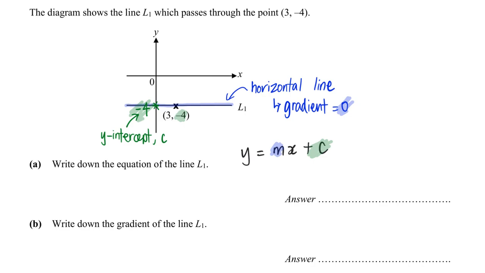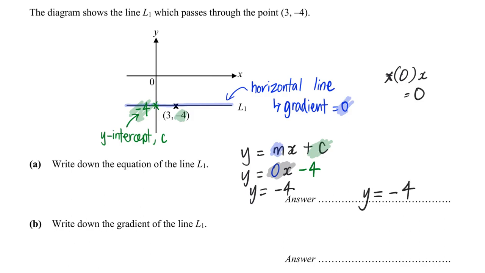So if I were to plonk the values in, I will have y equals to 0 times x. C is negative 4, and anything times 0 equals to 0. Okay, do take note. 0 times x is equals to 0, so we don't need to write that down. So that the final answer in this case here is y equals to negative 4.